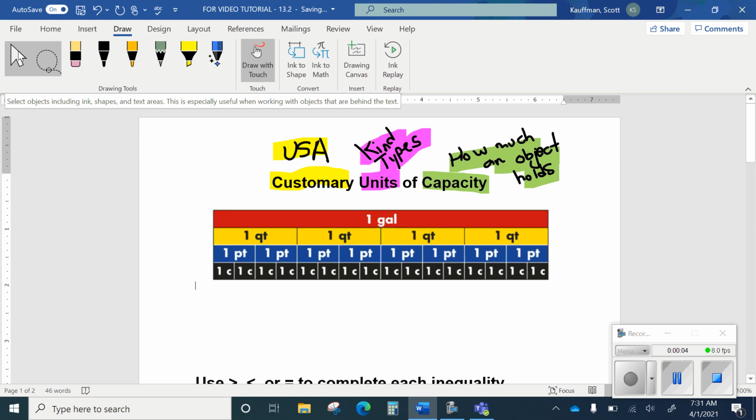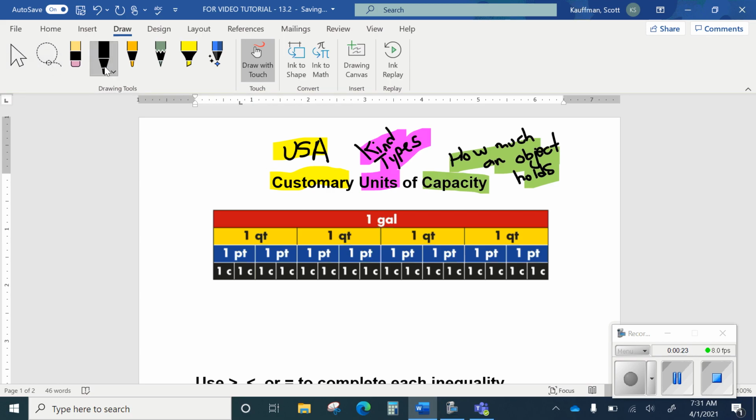I'm going to give you guys a little bit of help with our next lesson, 13.2. We're going to be studying customary units of capacity. All right, so what does that mean? Well, I've highlighted at the top to show you what customary units of capacity means. Just like in the last lesson, customary means what we use in the United States, okay? In the United States, we use different measurements than the rest of the world. We did for lengths, and we're gonna use different measurements for capacity as well, all right?